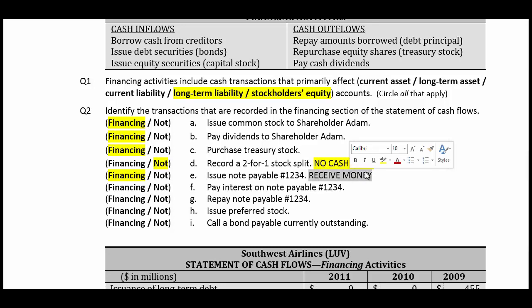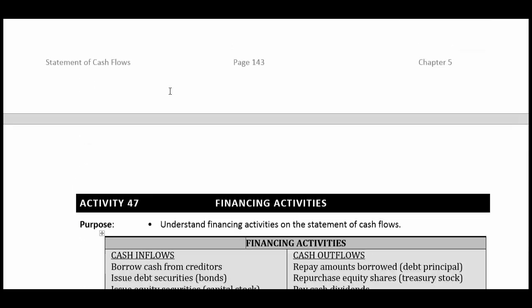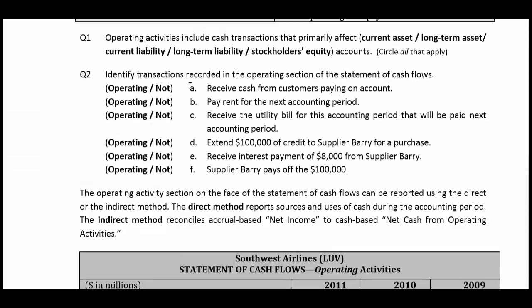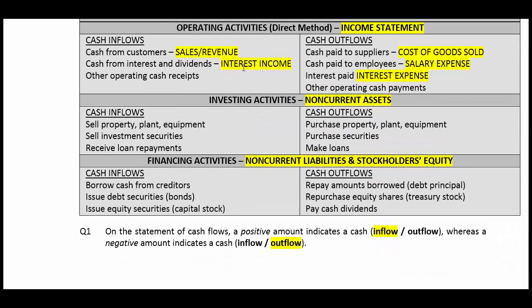Pay interest on note payable. Financing or not? Not. Believe it or not, interest paid is an operating cash flow. It could be either one when you think about it, because it could be financing because it's related to the note, but it could be operating because it's related to interest expense. Remember way back here? Interest income, interest expense, operating.